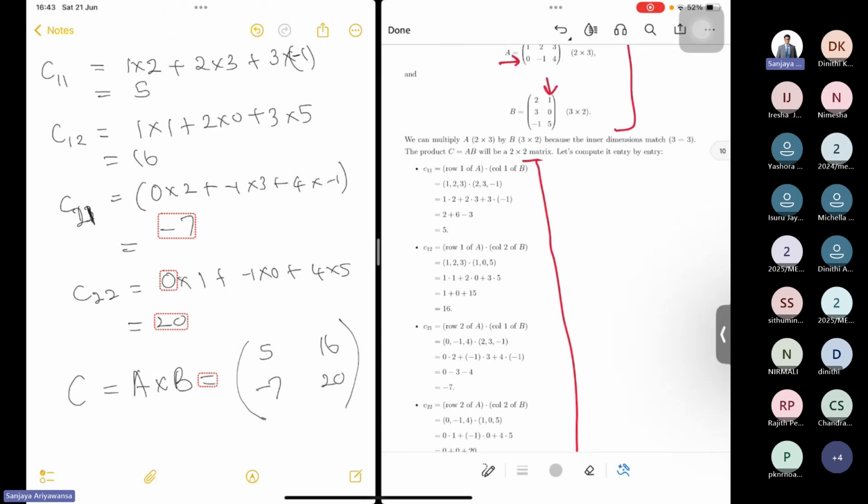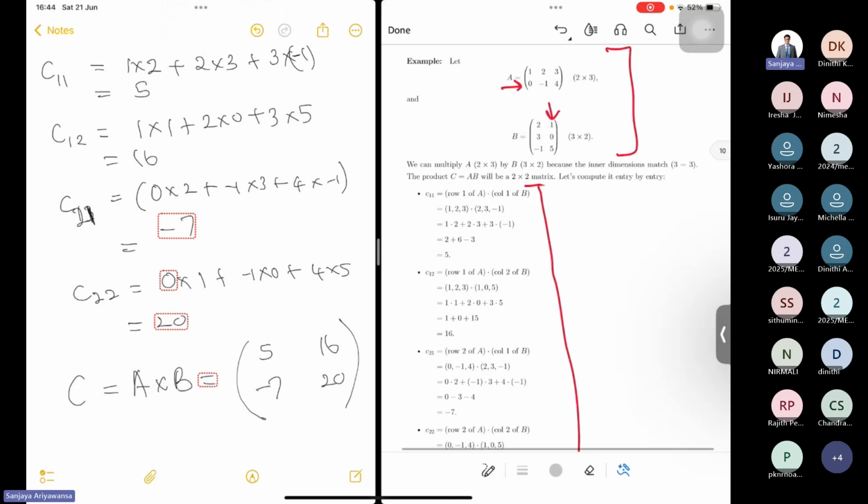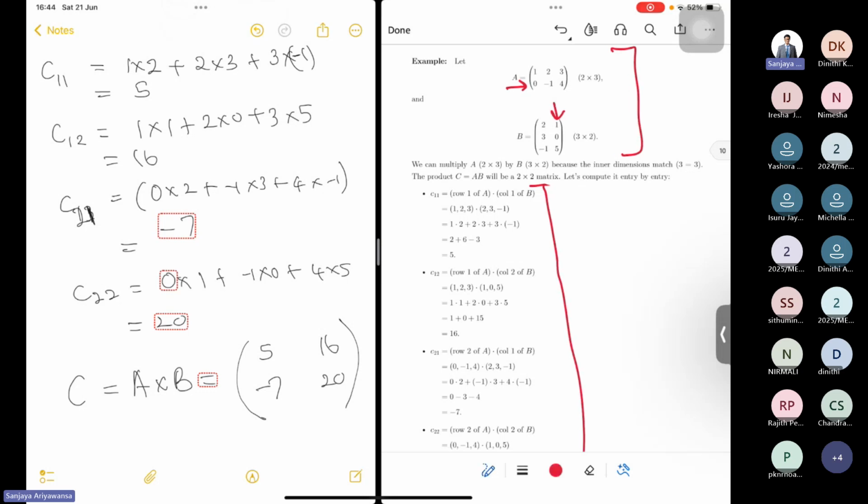So just one more time, if I were to run through this, I'm multiplying two matrices, A and B. What is the condition that allows me to multiply? The condition is that the number of columns in the first matrix should be the same as the number of rows in the second matrix. That's the first condition, right? Then you know you can multiply the two matrices.